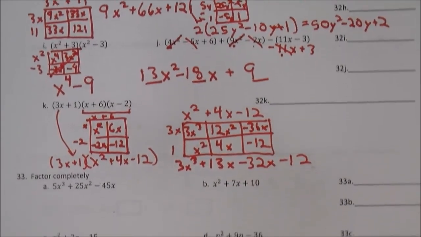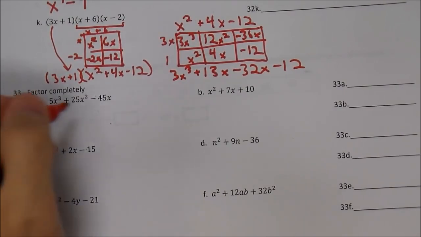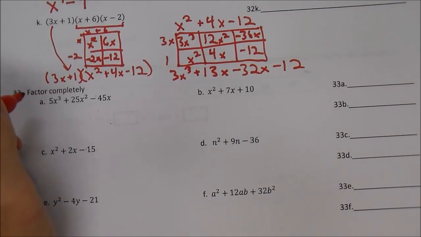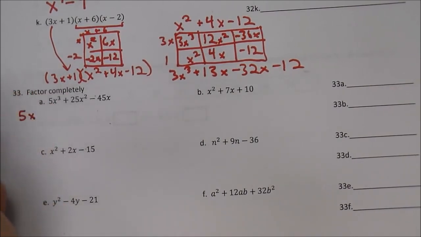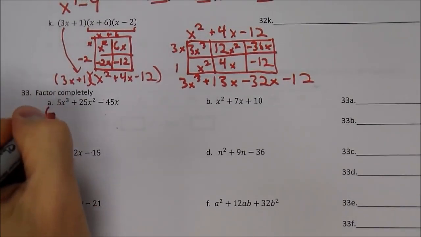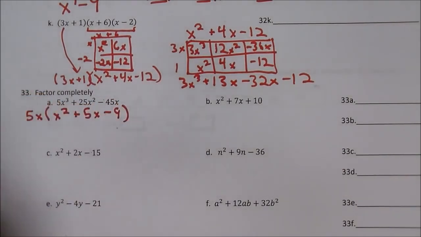Now we shift gears and we look at factoring. So that was kind of the other portion we looked at in this chapter. So I'm going to look at 33a first. I look and see a common factor of 5 and an x in all of them. So if I take that out of each term, I'm left with x squared plus 5x minus 9.